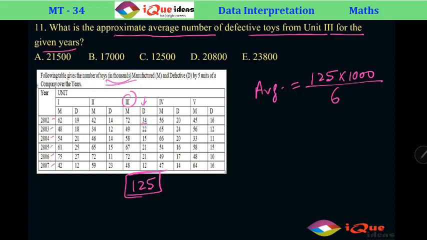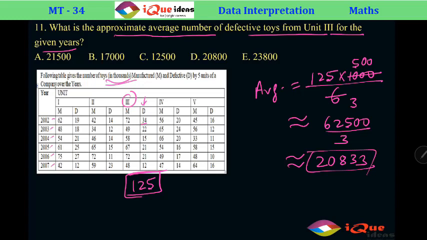So divide by 6. So it is 125,000 divided by 6. If I cancel this by 2, it is 62,500 divided by 3, right? So it is approximately equal to 20,833, right? So here the question is asking approximate. So look at the options. The correct option will be 20,800. That is the answer of this question. Okay. Now the next one.